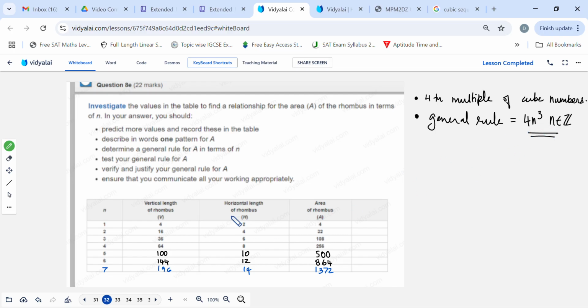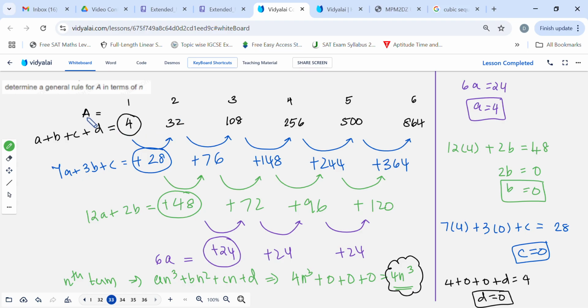cube, where n belongs to C, or else we also know how to find the nth term for a cubic sequence. So we have to write the terms. We wrote the terms 4, 32, 108, 256, 500, 864, and so on. And we are finding the difference between them. 4 plus 28 is 32. 32 plus 76 is 108. 108 plus 148 is 256. 256 plus 244 is 500. 500 plus 364 is 864, and so on.